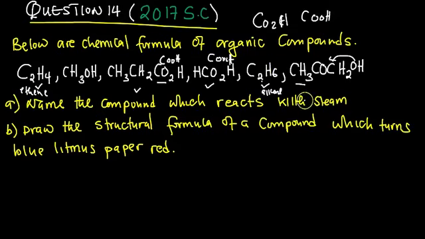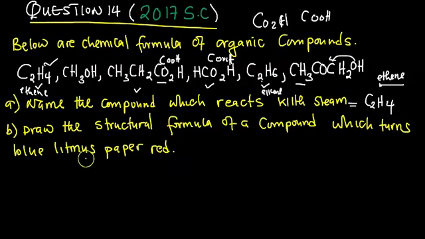Name the compound which reacts with steam. You know that the ones that react with steam are alkenes. So the compound that reacts with steam here is C2H4, and that is ethene. Alkenes are the ones that react with steam to form alcohol. And if I were to check, is it only this one? Yes, right here.